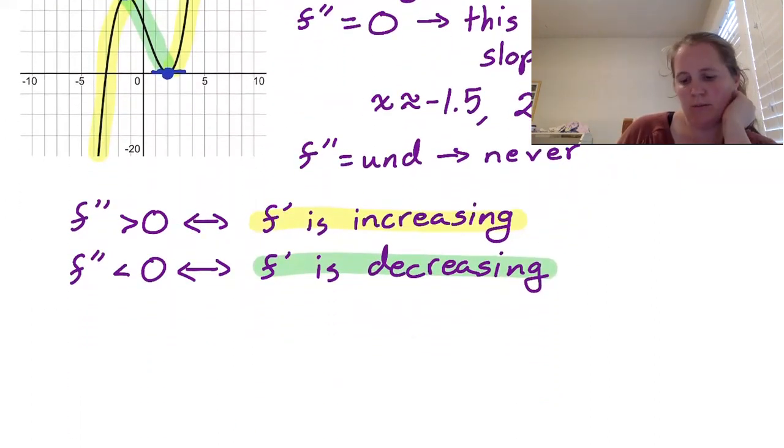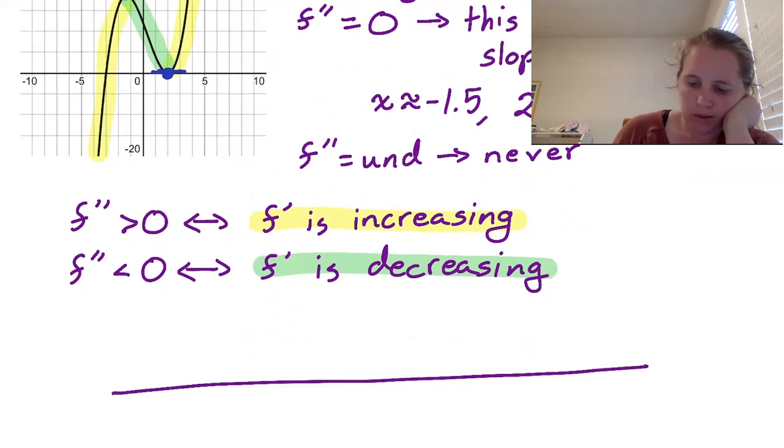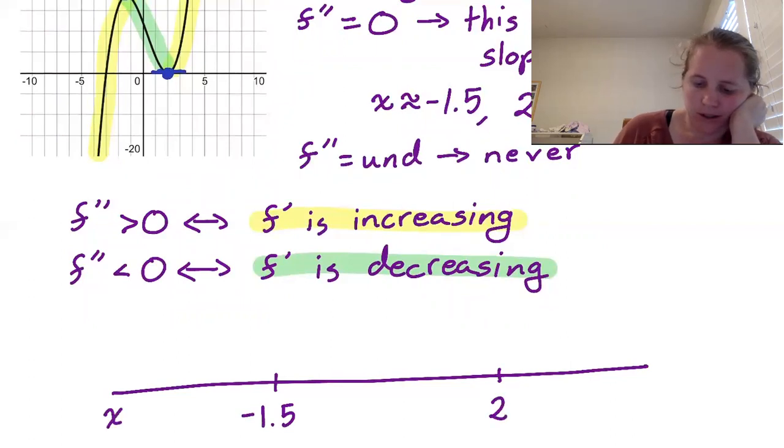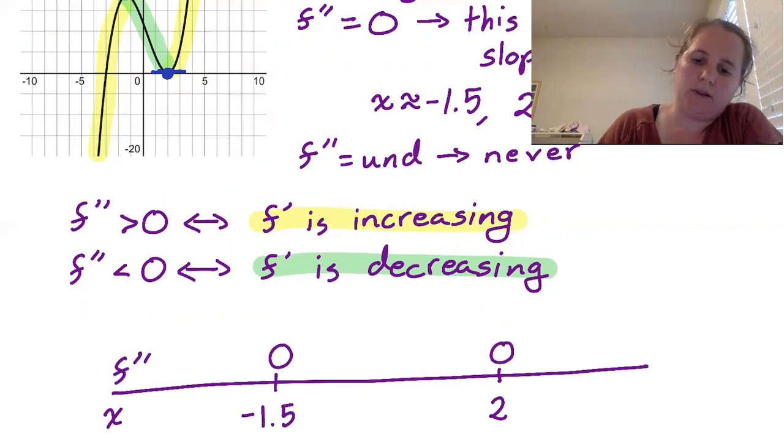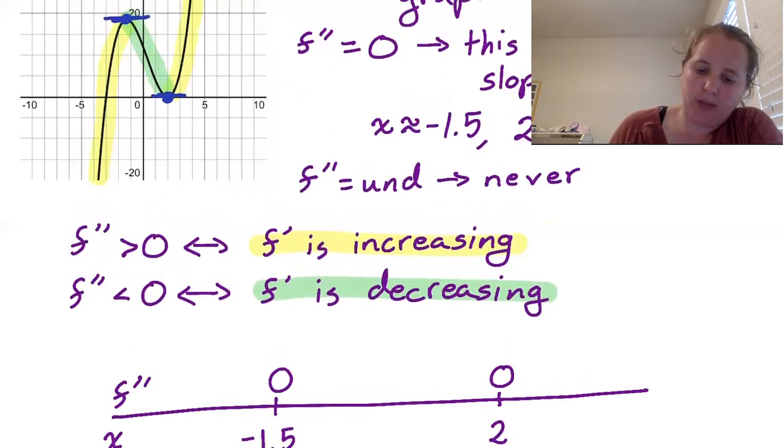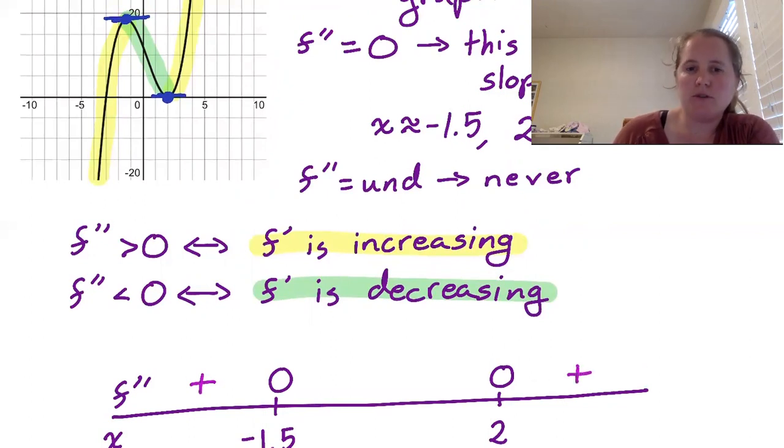So if we drew our number line, we had points of interest at negative 1.5 and 2. The second derivative was equal to 0 at both of those points. We figured out that it's positive before negative 1.5 and after 2, and it was negative between, right?